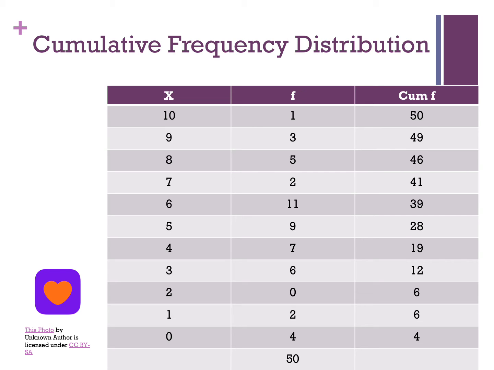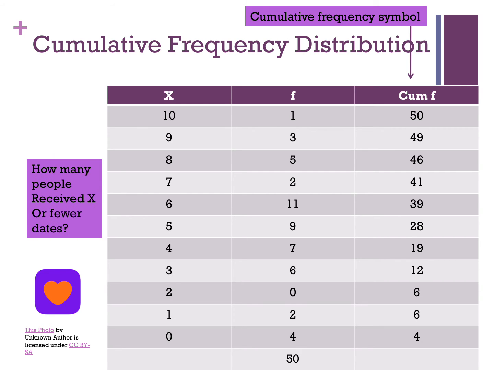This is the cumulative frequency distribution. As you can see, a new column of numbers has been added on the right side of the table, providing cumulative frequency. The symbol for cumulative frequency is CUM and a lowercase f, and it's in the header row of the column. Each row in the column answers the question, how many people received X or fewer dates? Look at the bottom number in this column. It's a 4.